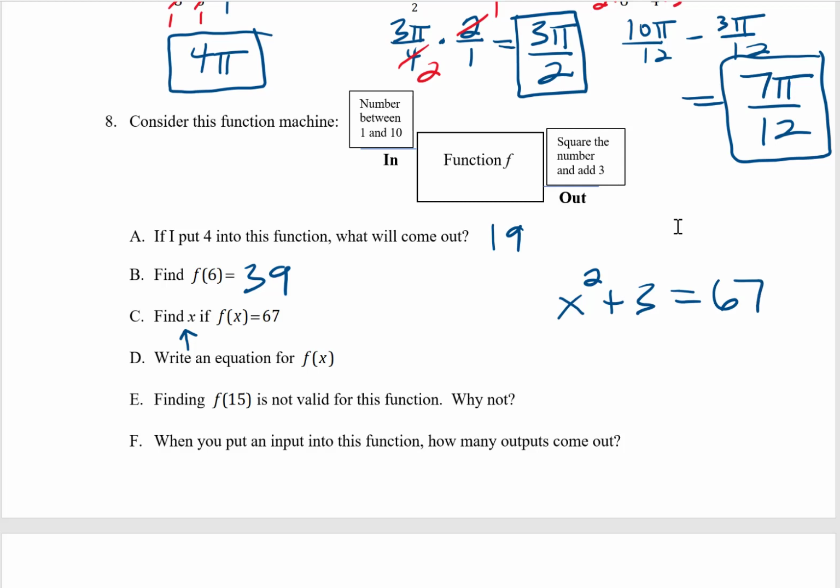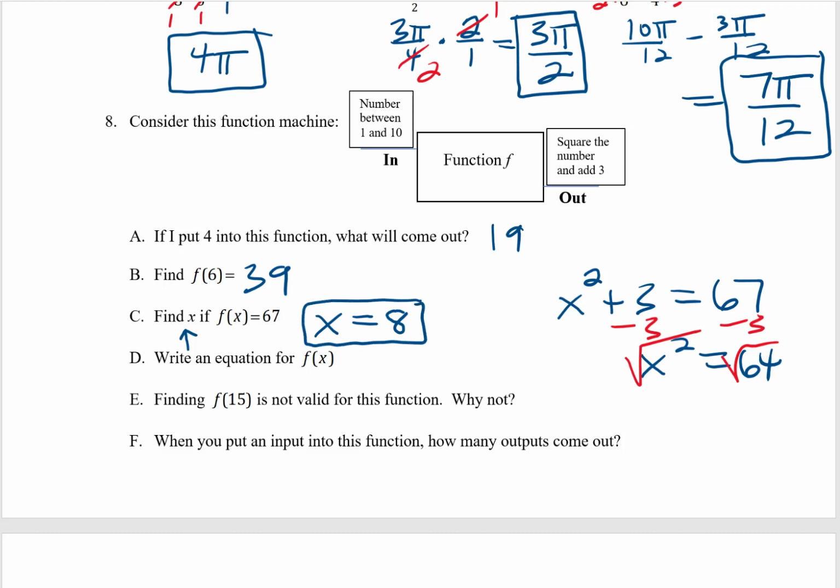Well, if I solve this equation, I'll know what x is. Subtract 3 from both sides. That gives me x squared equals 64. Take square roots. I know I'm dealing with only positive numbers here, and so I end up with x equals 8. The problem said find x. We did. 8 must be the starting number so that if you find f of 8, you will get 67.